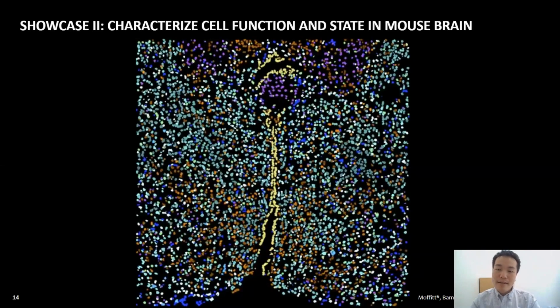So next, the second showcase example I'm going to walk you through is to illustrate how we can actually characterize cell function and state in complex tissues. This is actually a study published in Science back in 2018.